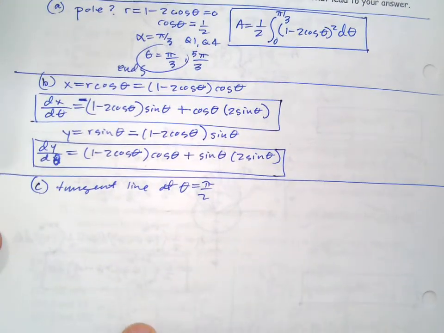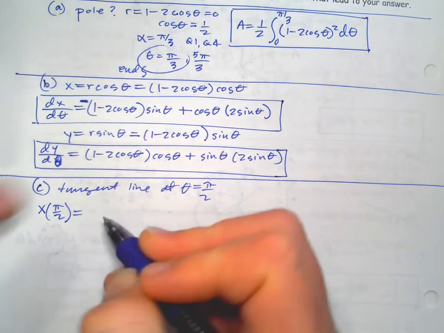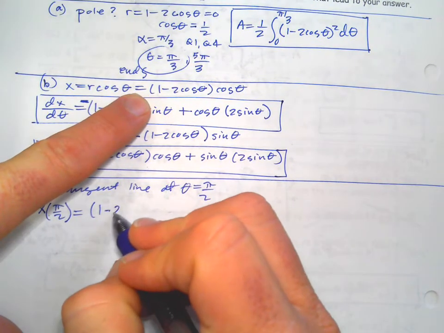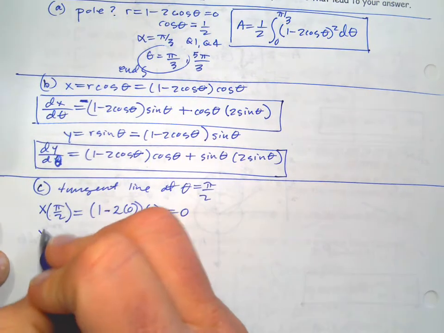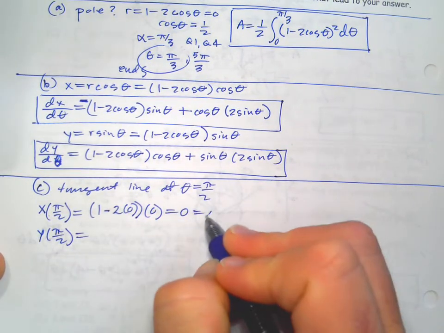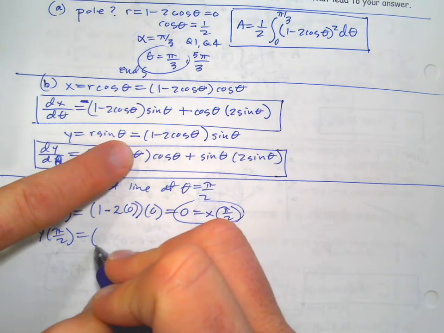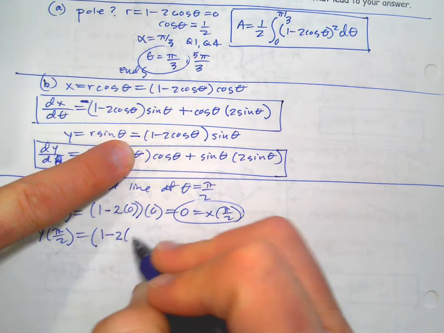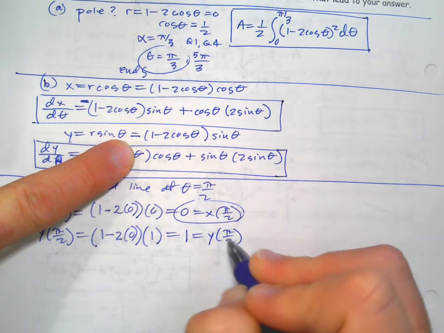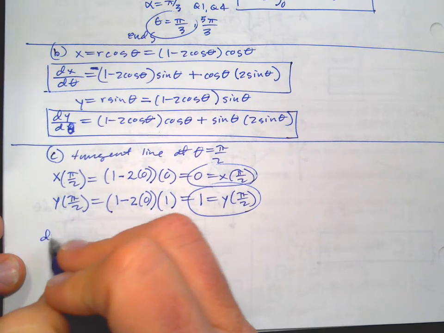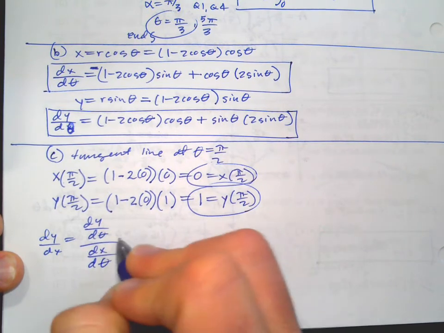So you need two things. You need the point, which I don't know if we could just pull it off the graph, but you can plug pi over 2 into this expression right here. Cosine of pi over 2 is 0. So you get 0 for the x, which is not surprising based off the graph. And plug pi over 2 into the expression for y. So it'd be 1 minus 2 times cosine of pi over 2, which is 0. Sine of pi over 2 is 1. So you get 1. So that's what it looked like: 0, 1. So you need a point. You need a slope, dy dx, which comes from dy d theta over dx d theta, which we just found in the last problem. So we could just use those.